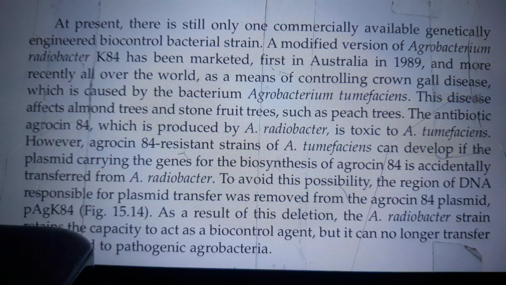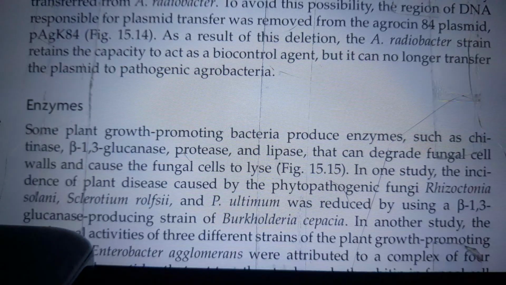The antibiotic agrocin 84, which is produced by A. radiobacter, is toxic to A. tumefaciens. However, agrocin 84-resistant strains of A. tumefaciens can develop if the plasmid carrying the genes for the biosynthesis of agrocin 84 is accidentally transferred from A. radiobacter. To avoid this possibility, the region of DNA responsible for transfer was removed from the agrocin 84 plasmid pAgK84. As a result of this deletion, the A. radiobacter strain retains the capacity to act as a biocontrol agent, but it can no longer transfer the plasmid to pathogenic agrobacteria.